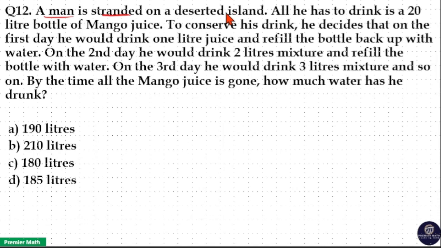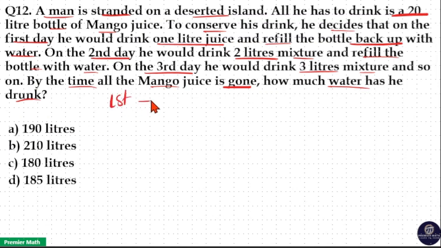A man is stranded on a deserted island. All he has to drink is a 20-liter bottle of mango juice. To conserve his drink, he decides that on the first day he would drink 1 liter of juice and refill the bottle back up with water. On the second day, he would drink 2 liters of mixture and refill the bottle with water. On the third day, he would drink 3 liters of mixture and so on. By the time all the mango juice is gone, how much water has he drunk?